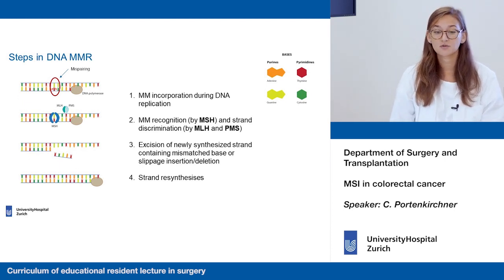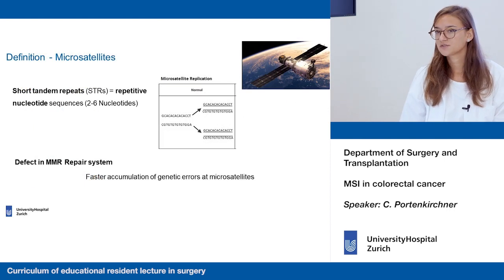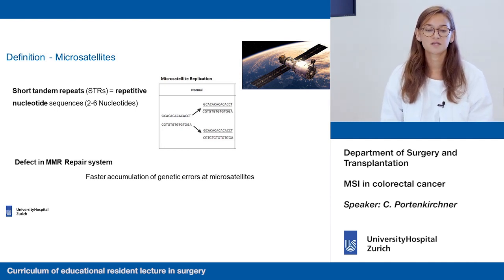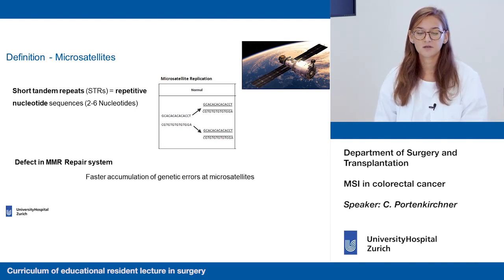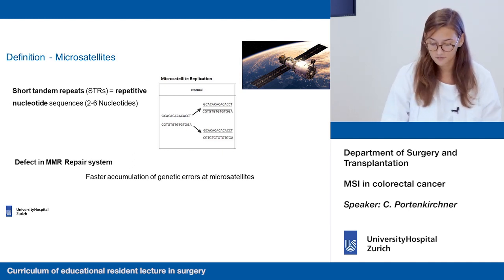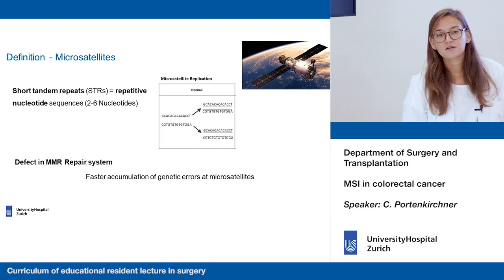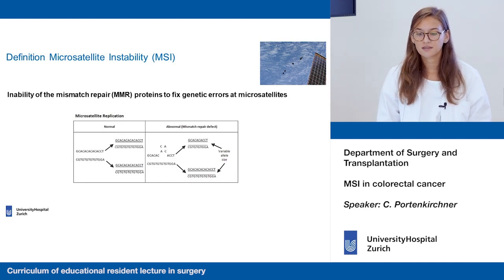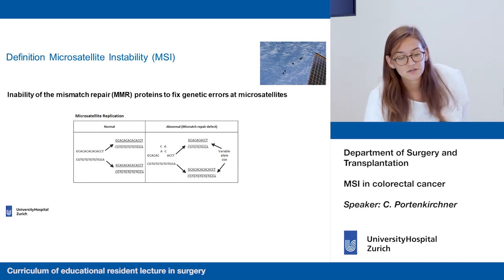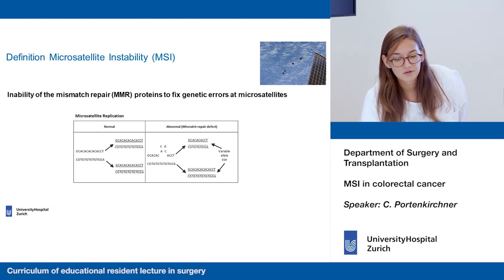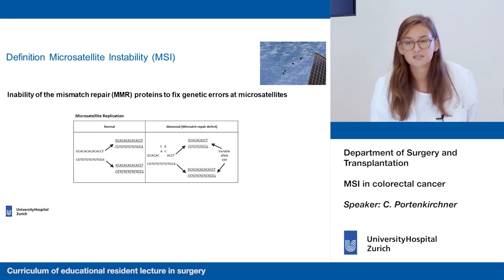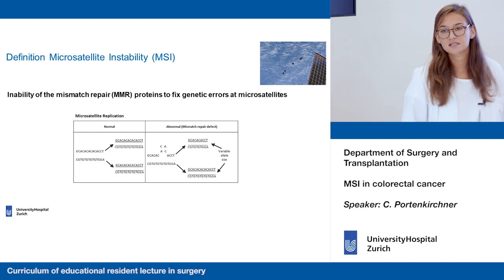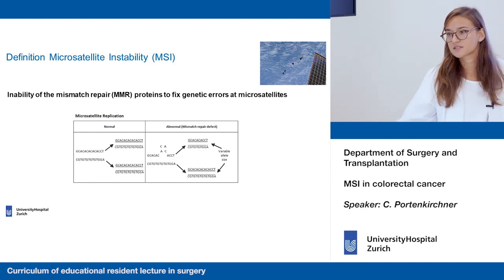So microsatellites are short tandem repeats, normally 2 to 6 nucleotides. If we have a defect in the mismatch repair system, it leads to faster accumulation of genetic errors at microsatellites. The definition of microsatellite instability is the inability of these mismatch repair proteins to fix genetic errors at microsatellites. As we see here, in microsatellite replication, if we have a mismatch in the base, in translation and in transcription, we can have variable allele size, which leads to totally different proteins or silencing of genes.